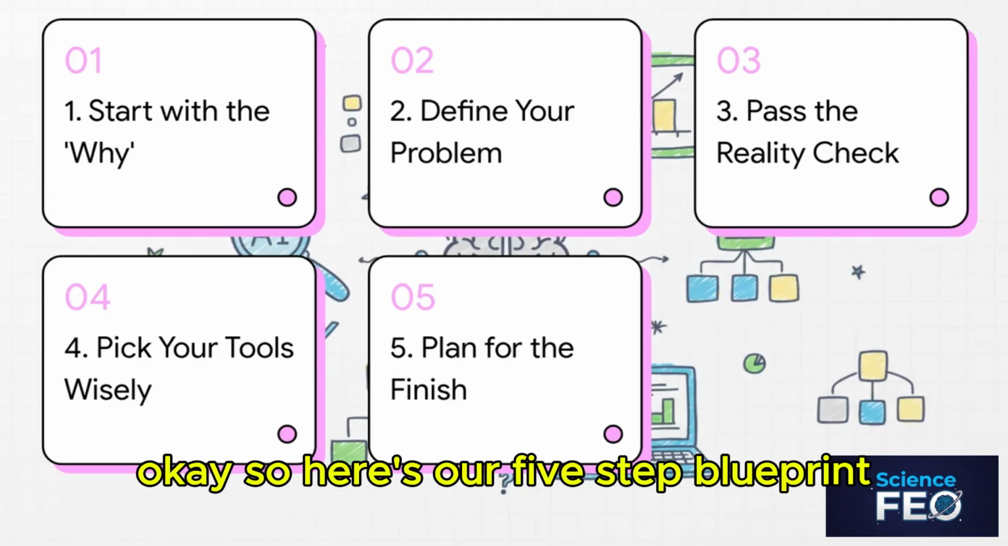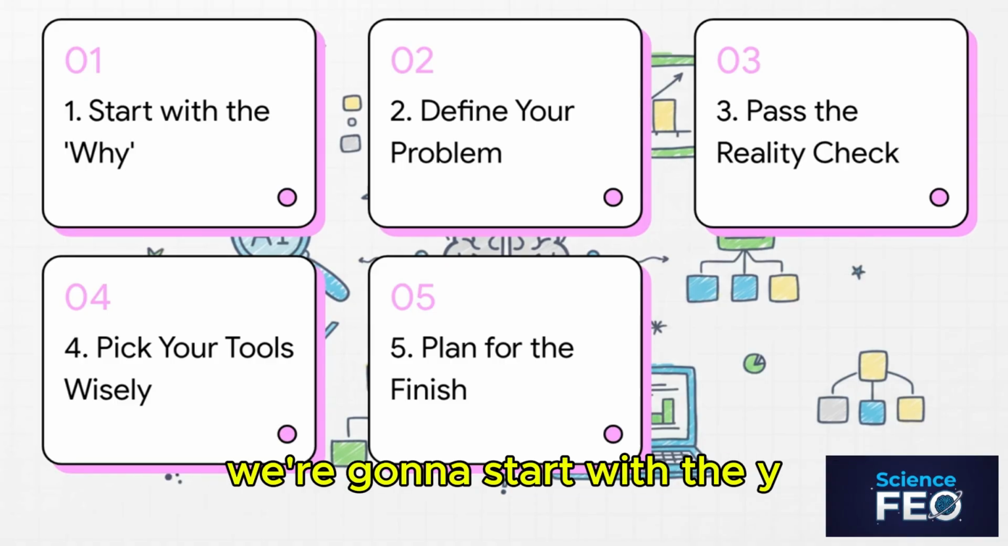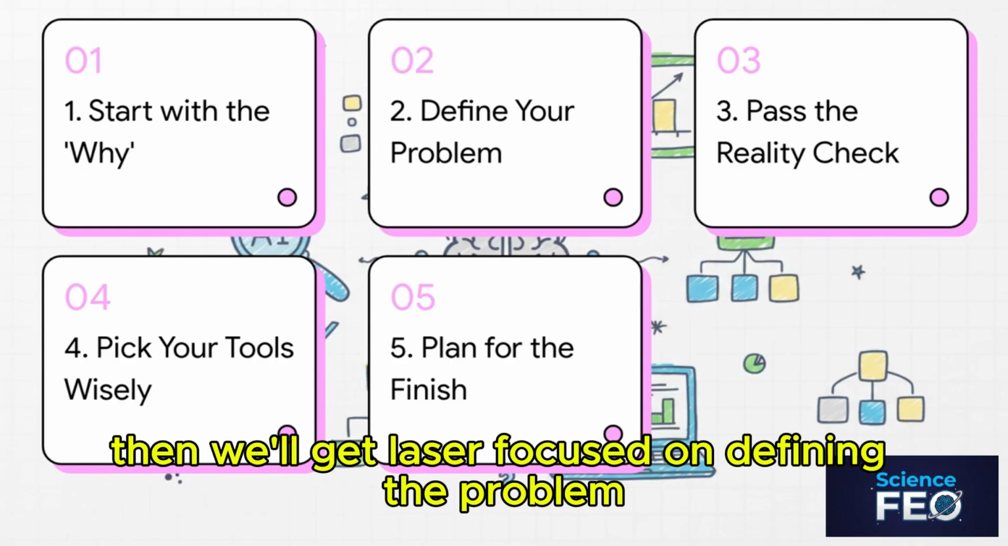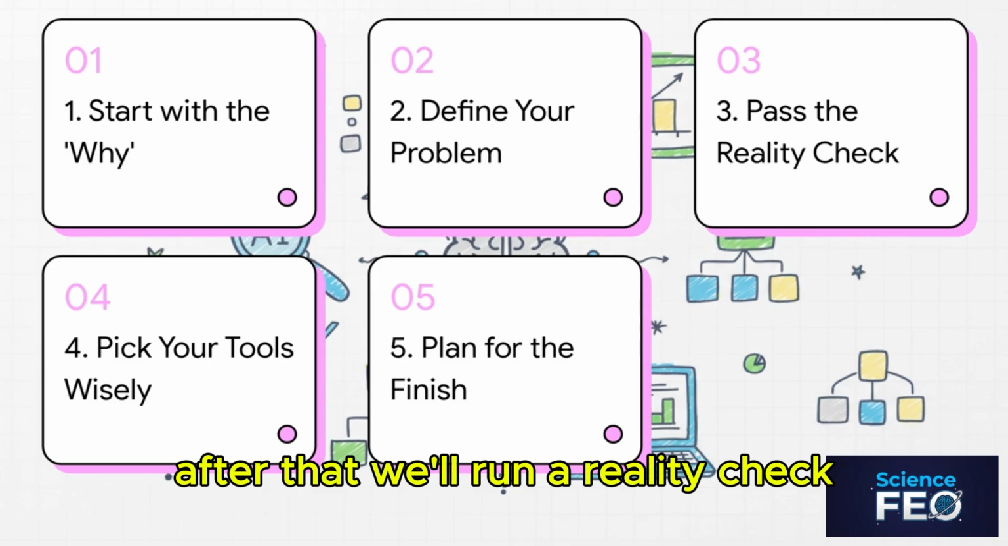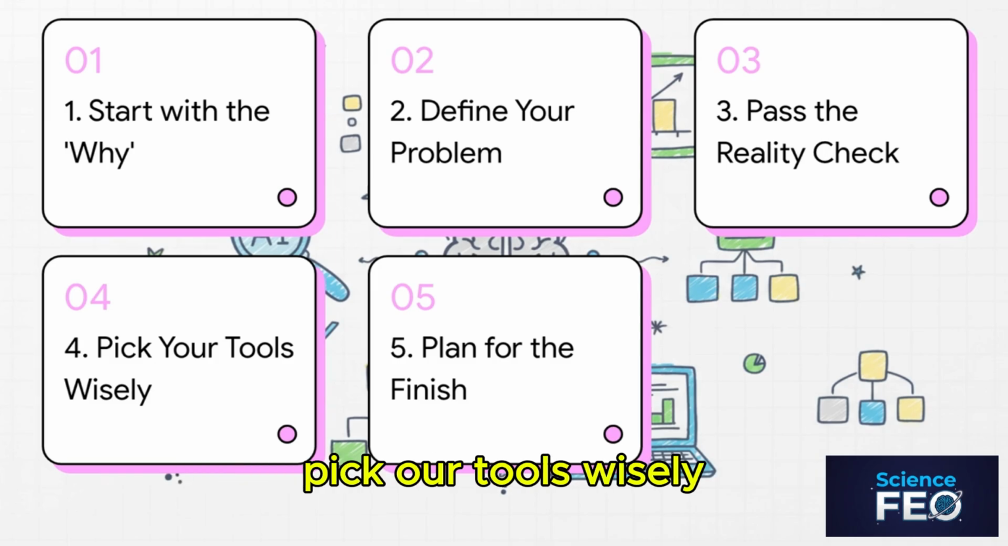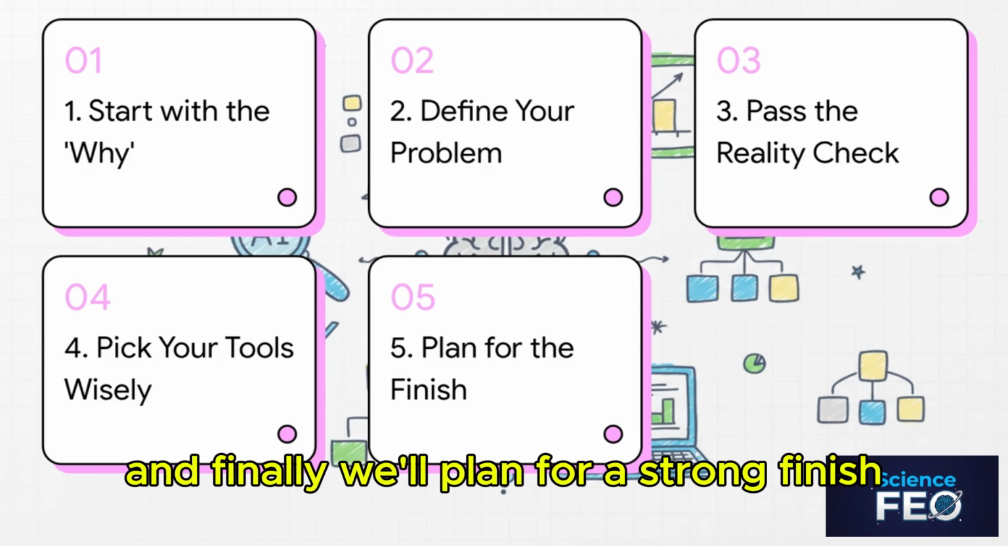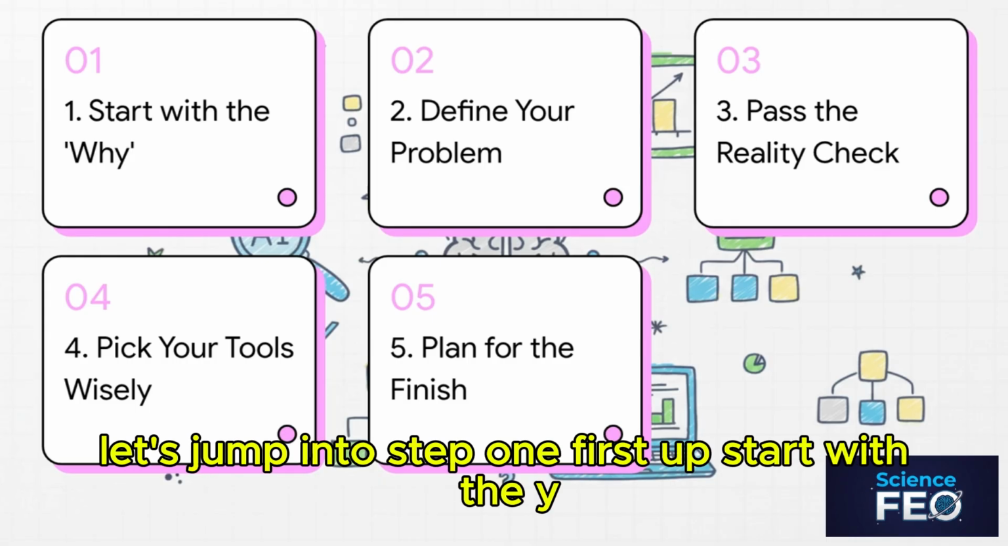Okay, so here's our 5-step blueprint. We're going to start with the why, then we'll get laser-focused on defining the problem. After that, we'll run a reality check, pick our tools wisely, and finally, we'll plan for a strong finish. Let's jump into step 1.